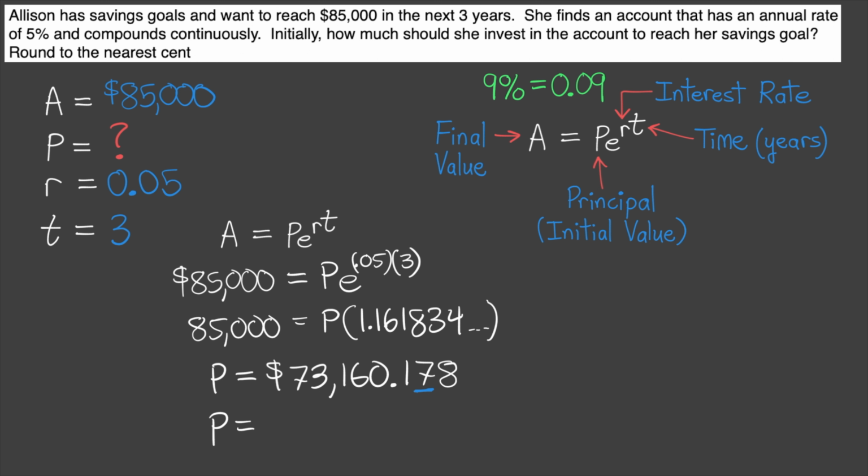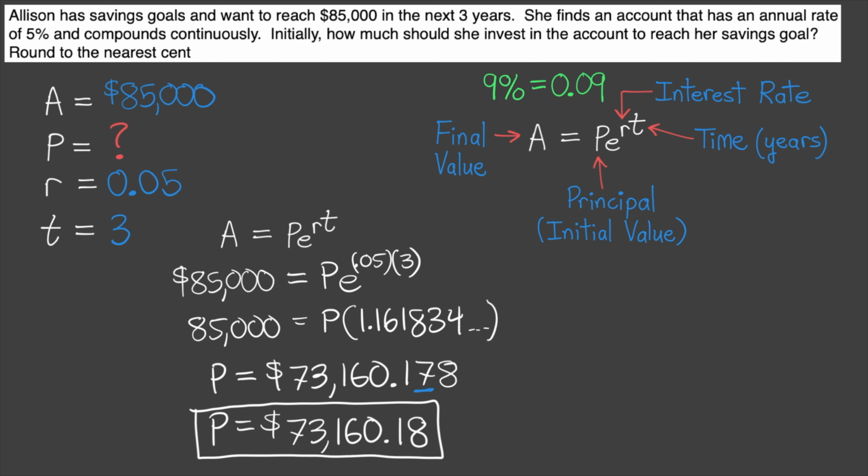So P equals $73,160.18. So this tells us that Allison needs to invest $73,160.18 into this account, compounded continuously, so that in 3 years she will have a total of $85,000 in that account to reach her savings goal.